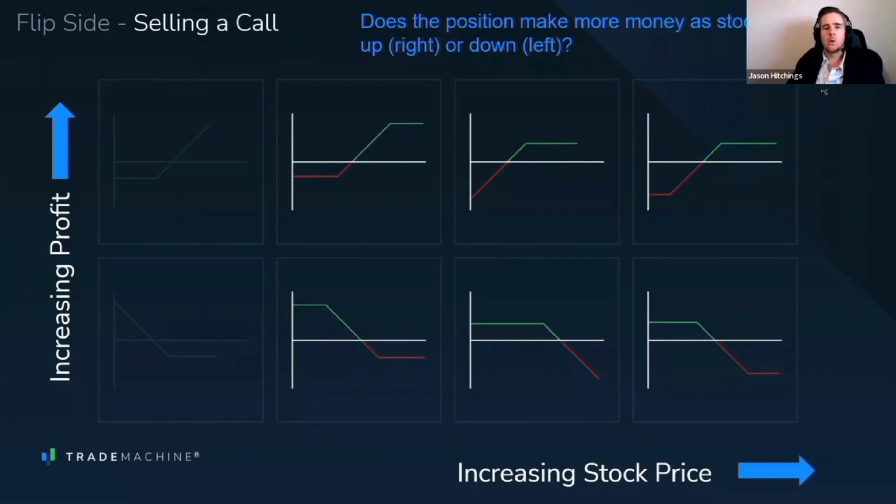When you're selling a call, are you making money as the stock goes left or the stock goes right? Do you want the stock to increase in price or decrease in price? Well, if you sold the 9 call and then the stock goes to 10, you're going to be losing $1 per share on that trade. And so when you're selling a call, you're doing better when the stock is moving down. And so anything that has a movement up and to the right, we can eliminate as well.